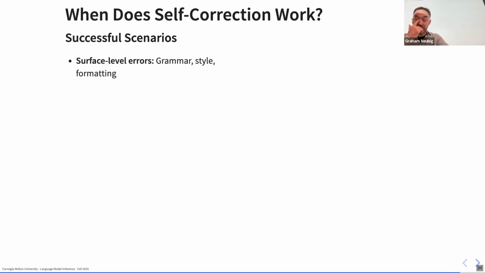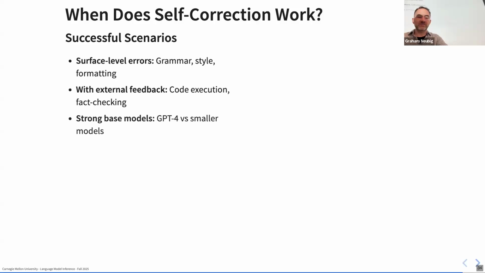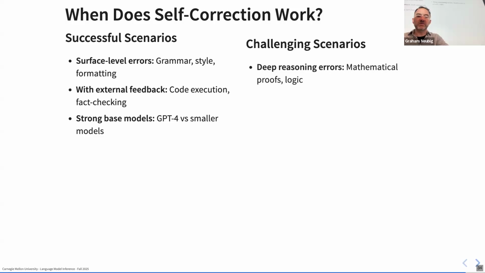So they lay out a number of successful scenarios where models tend to do well. And these are things like grammar, style, formatting. With external feedback, things like code execution and fact checking, you can get significant improvements. And it works significantly better with stronger base models, like we just talked about, of course. And then in challenging scenarios, there are deep reasoning errors like mathematical proofs and logic.